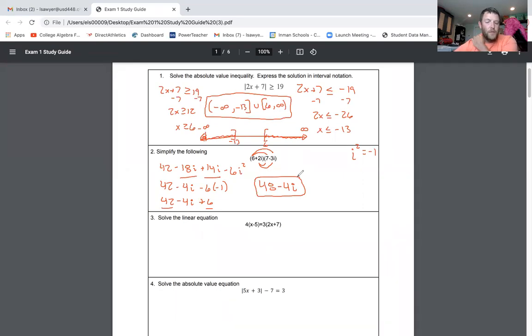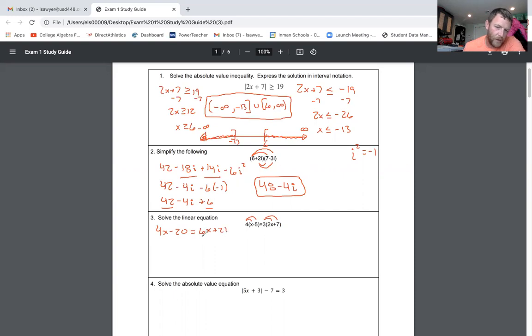Number 3, solve the linear equation. Okay, so what you need to do here is go ahead and just distribute. They want to see that. So that'd be 4x minus 20 on the left. On the right would be 6x plus 21.